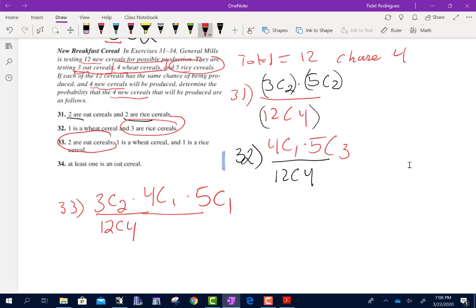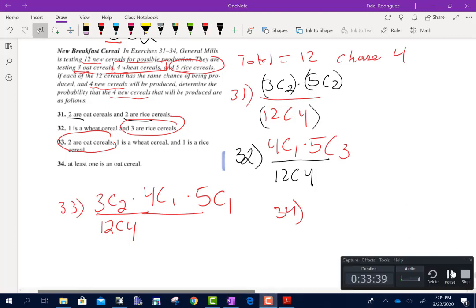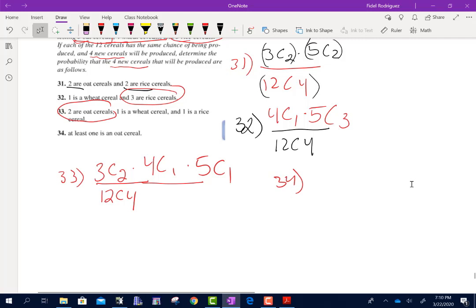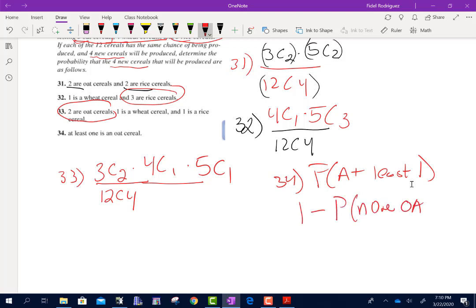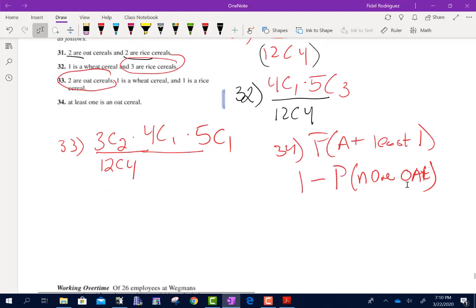And let's see, number 34. Number 34 says at least one of them is not an oat cereal. Hold on real quick, guys. Let's pause this. All right, so guys, I was looking at 34. It said at least one is an oat cereal. So remember, we want to find the probability of at least one. It's going to be 1 minus the probability that none are oat. Okay. So let's find the probability that none are oat.